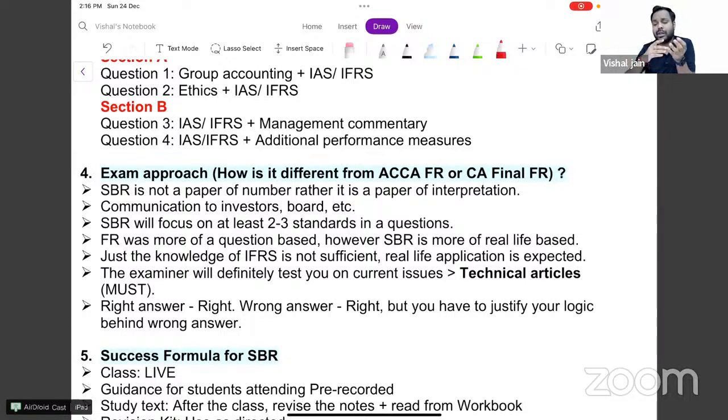Suppose a question can come from property, plant and equipment, investment property and borrowing costs. Three standards, one question. One question having requirements from three different standards. So you need to have a holistic view of things. You need to see the larger picture. It is only then that you will understand. You need to link between the standards. If you study or understand a particular standard in silos, you might not be able to perform well in SBR. So to perform well, you need to link between the standards.